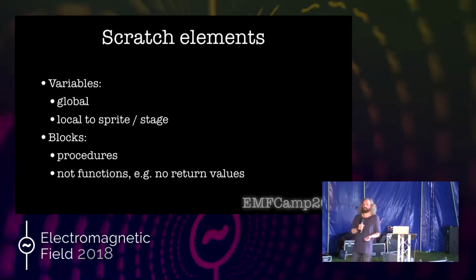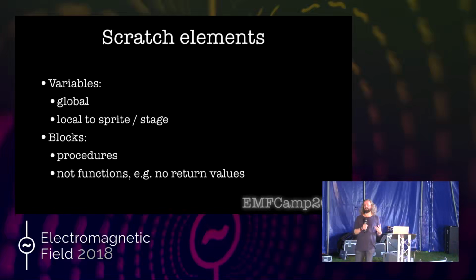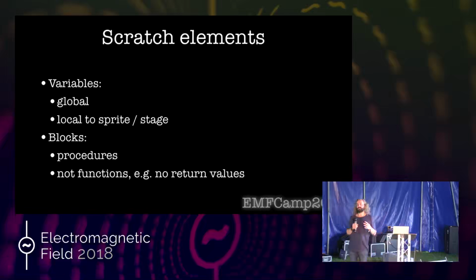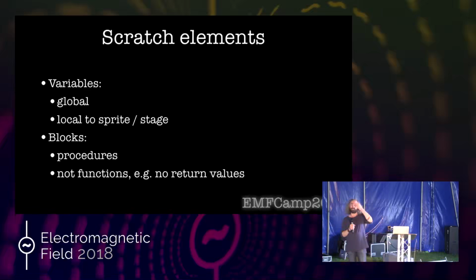So what we can say about Scratch is that we have variables which are either global to the entire app or they're local to a particular sprite. And we have blocks which are basically procedures. So they don't have any return values. So everything you do is by side effects. So you're modifying variables that are local to the sprite, or you're modifying variables that are global to the whole application. There's no kind of like, I want to call something and get back an answer. You kind of have to set a variable as a side effect and then read the variable, which makes it a bit weird.